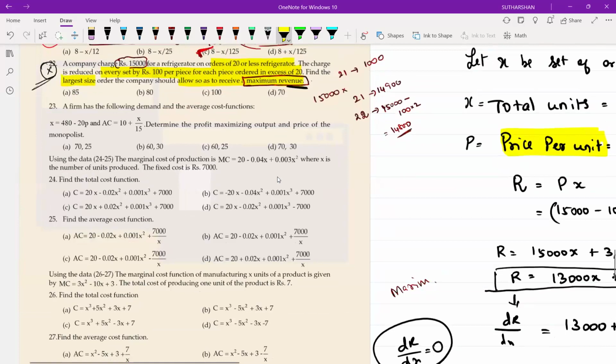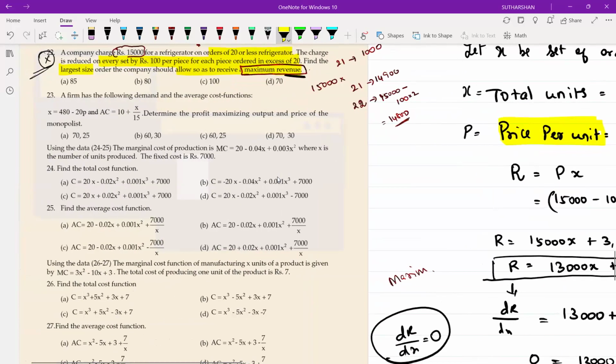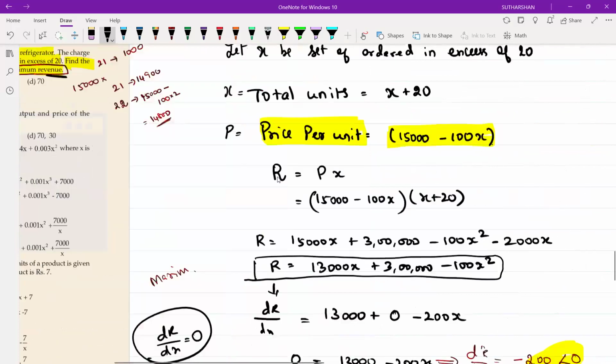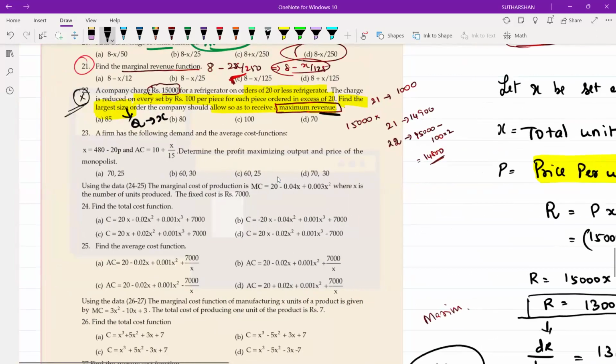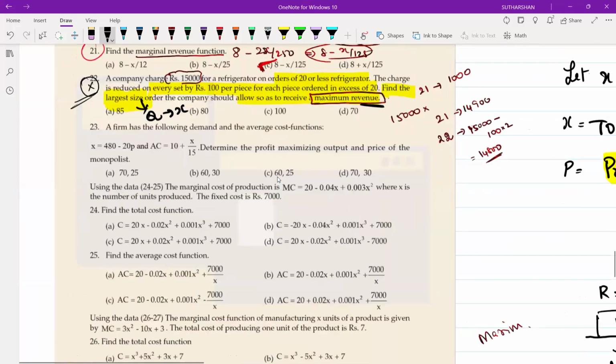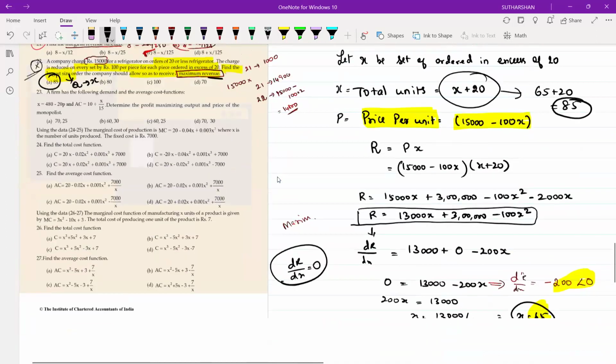But I don't want to go directly with that, because what they are saying is find the largest size order. Size of order is nothing but your quantity, the total units. So we'll go with this approach: we'll substitute x is equal to 65 plus 20, which is 85. Are you able to understand? Yes, sir. If you want to take that screenshot, just take it right now.